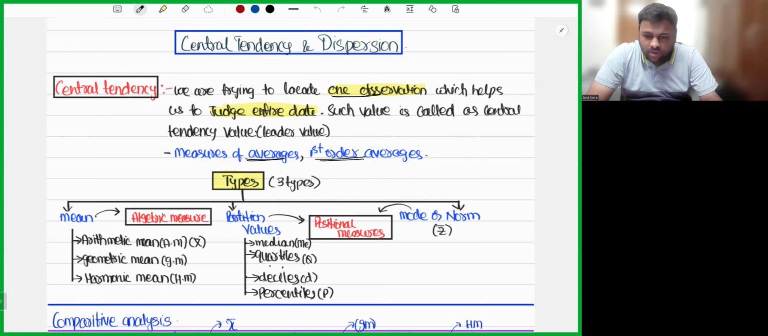Next, sum of deviations from arithmetic mean is 0. Here, one point is pending. Sum of square deviations from arithmetic mean is minimum. This point is pending. We'll do it today.